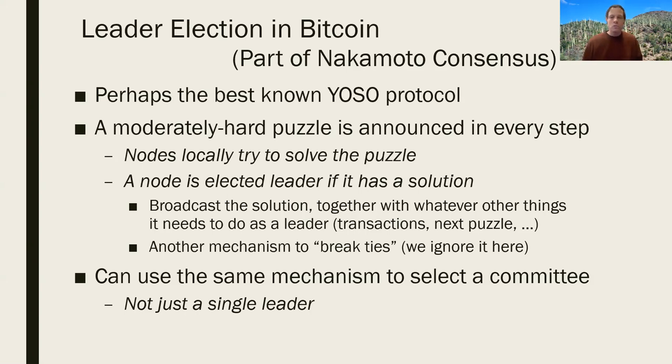Together with the solution, I will also broadcast everything else that I need to do as a leader, like choose the transactions, announce the next puzzle, whatever it is that I need to do. Of course, there is an issue here because many different nodes could come up with a solution, and there is another mechanism to break ties that I'm going to ignore. One thing to notice is that you don't have to choose just a single leader. You can use the exact same mechanism to select a committee. You can dial the difficulty of the puzzle and make everybody who solves the puzzle a committee member. And then you can get committees of different sizes depending on how hard the puzzle is.